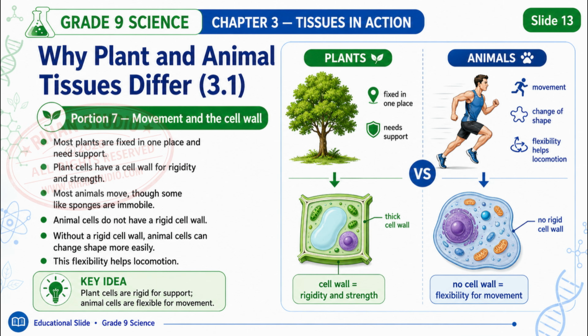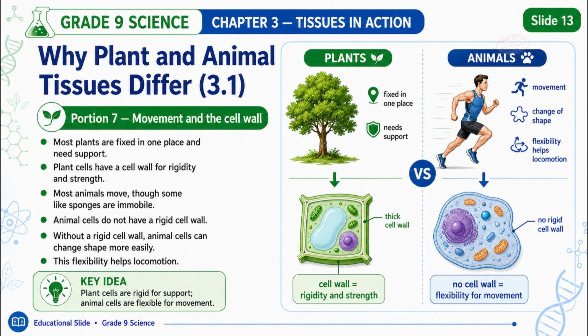Why plant and animal tissues differ: movement and the cell wall. Most plants are fixed in one place and need support to stay firm and upright, so plant cells have a cell wall that gives rigidity and strength. Animals generally move, though some, like sponges, are immobile. Without a rigid cell wall, animal cells can change shape easily, and this flexibility helps make their bodies suitable for locomotion.